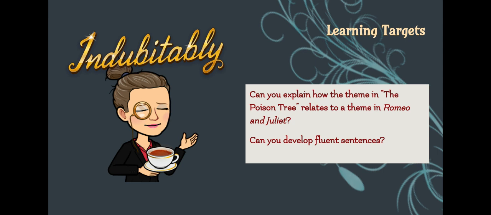Here are our learning targets for this lesson. Can you explain how the theme in the poison tree relates to a theme in Romeo and Juliet? Can you develop fluent sentences?